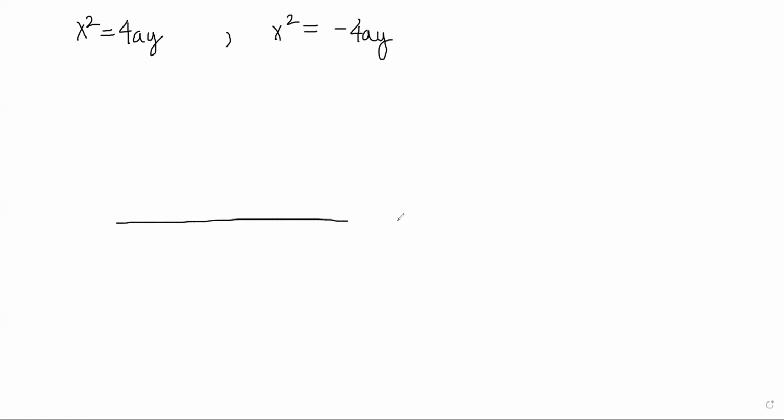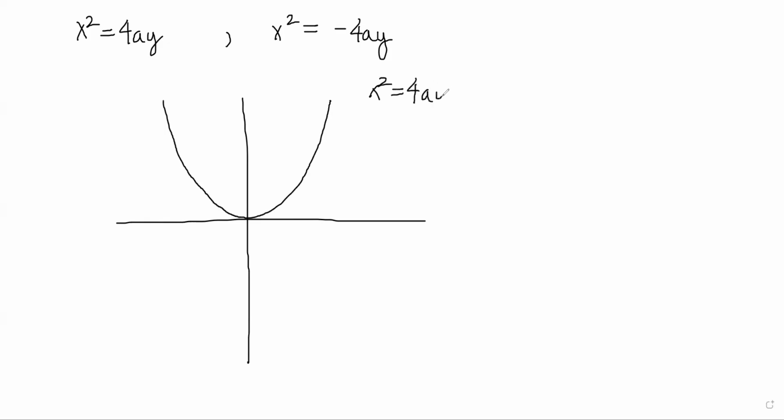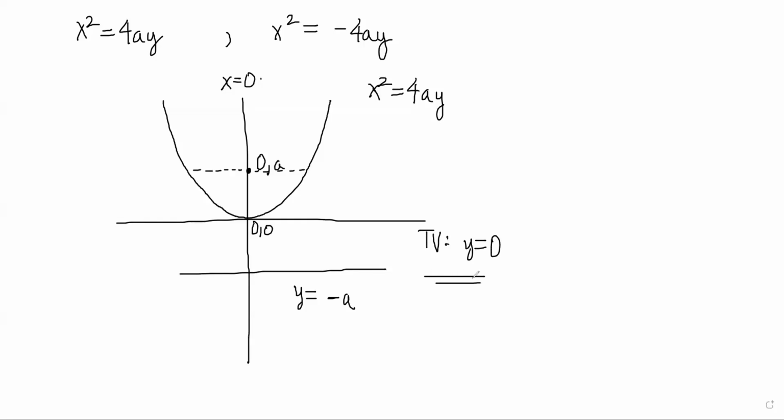So let's take these cases. This is a case where the parabola is about the y-axis. So this is the first graph, for x square is equal to 4ay. Here you would have the focus here, which is 0 comma a, and the directrix will be y is equal to minus a. The same pattern will be there. Vertex will be 0, 0. Latus rectum will be 4a. The axis of the parabola now is x is equal to 0, and the tangent at vertex is y is equal to 0. So everything has been interchanged.